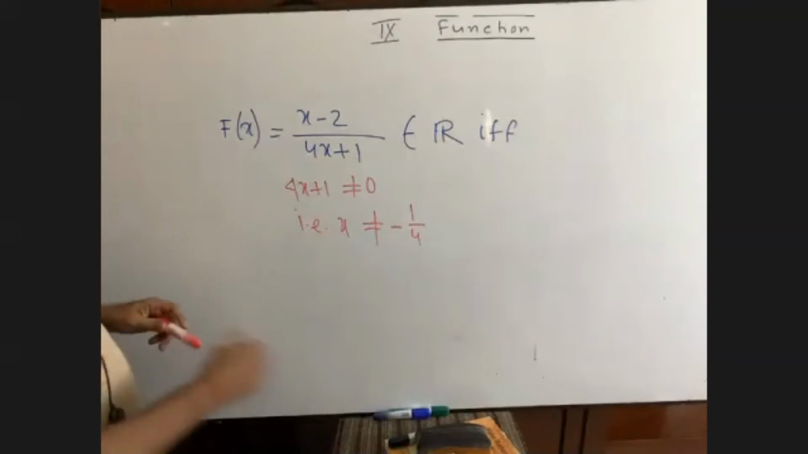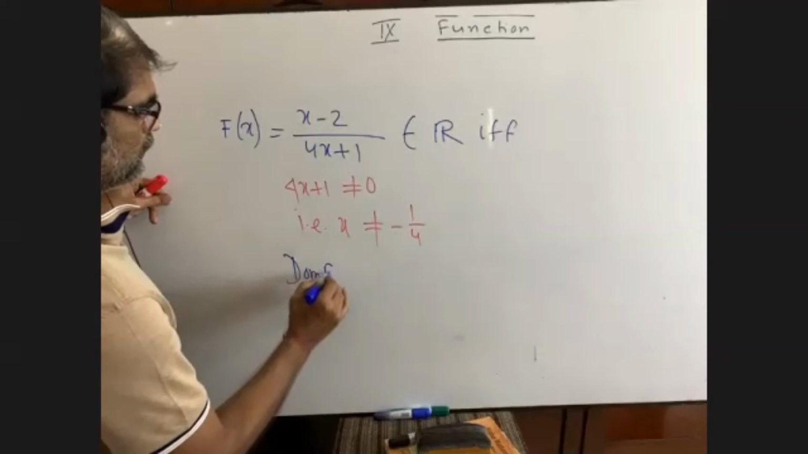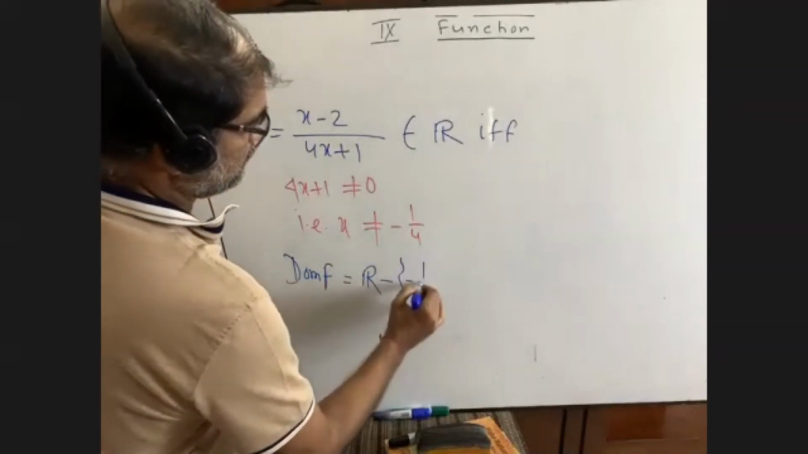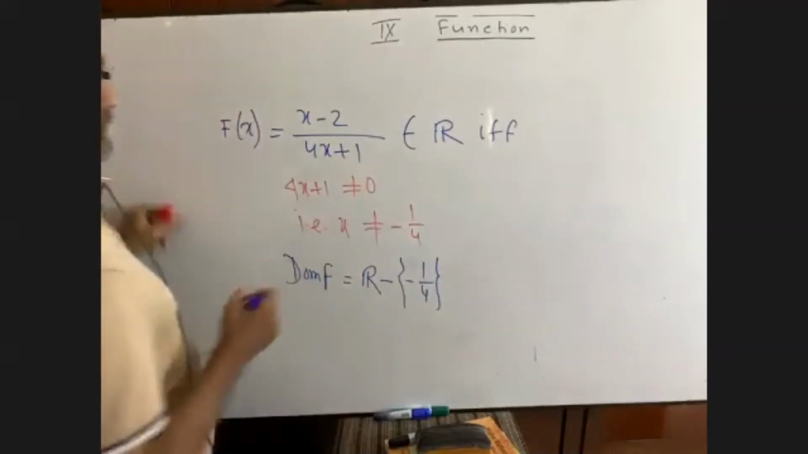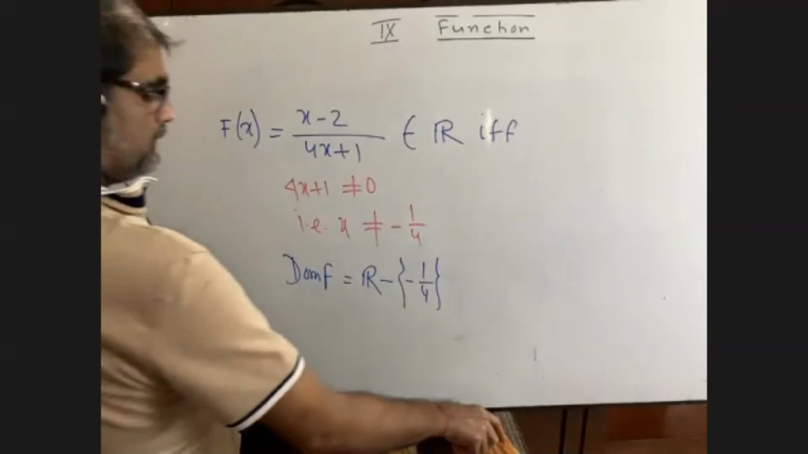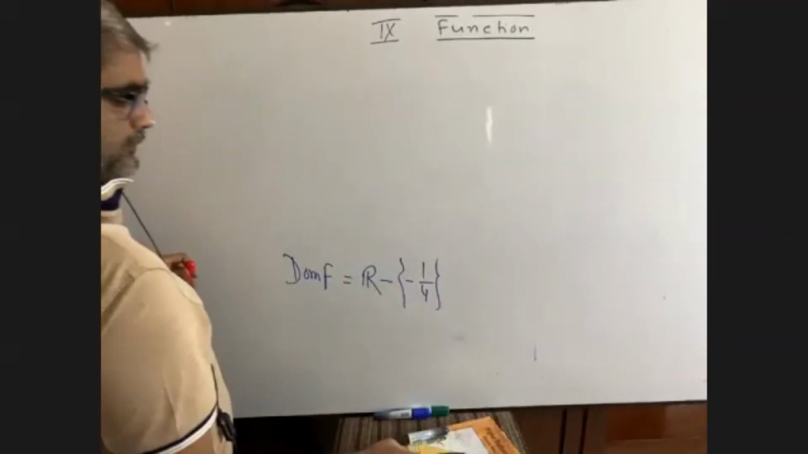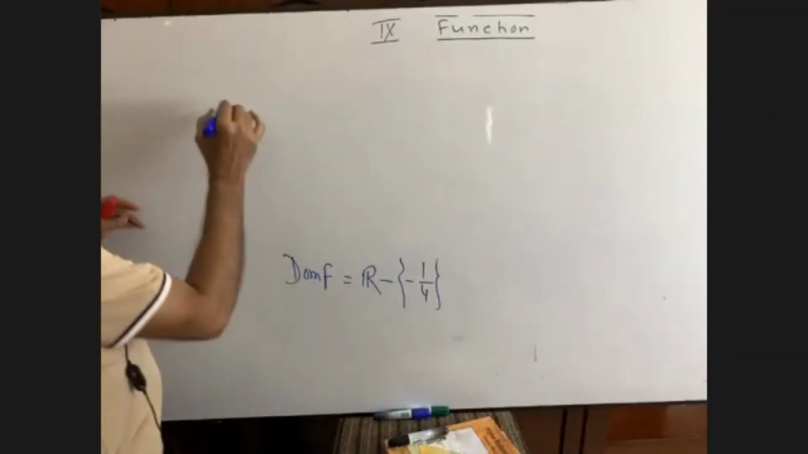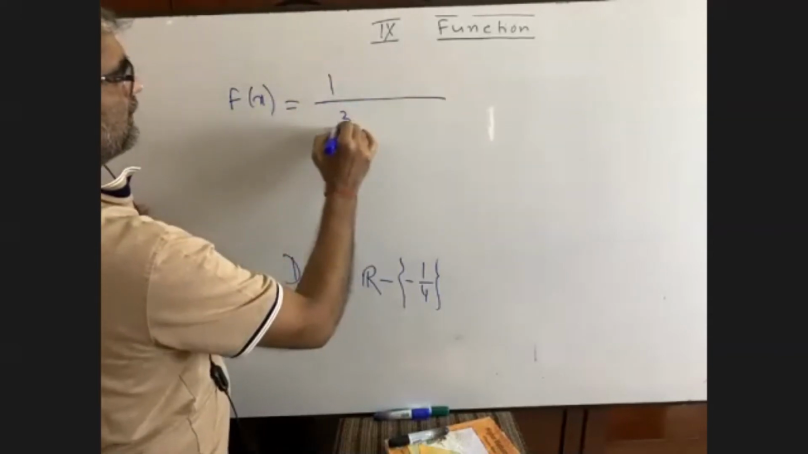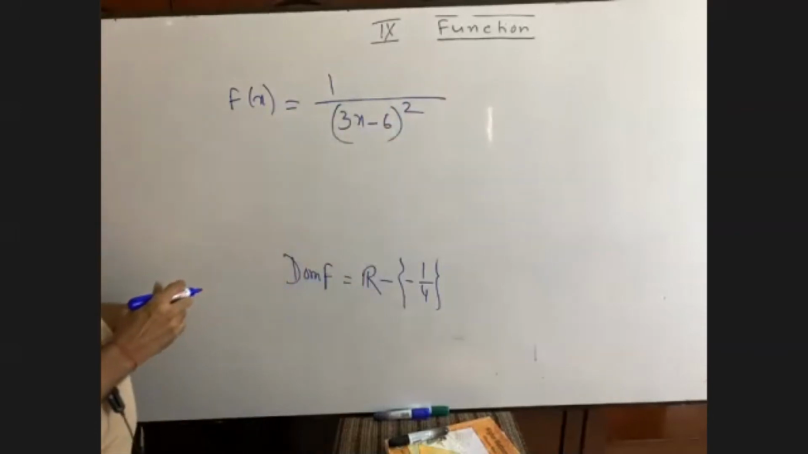So what is the domain of the function? Real numbers difference minus 1 by 4. Domain is all real numbers except minus 1 by 4. This is the domain. Have you got it? Next, f(x) is equal to 1 by (3x minus 6) whole square. What is the domain?